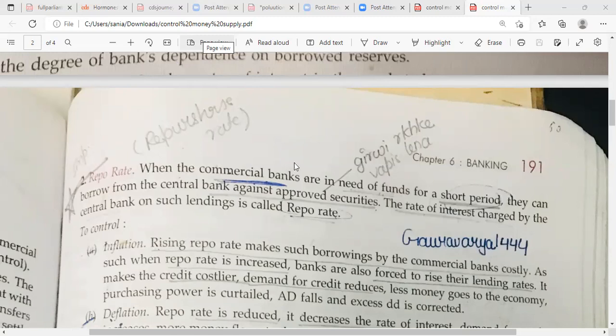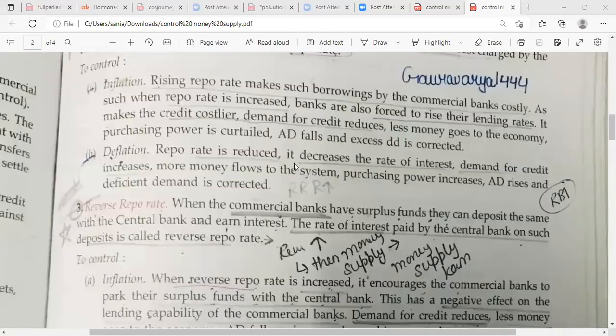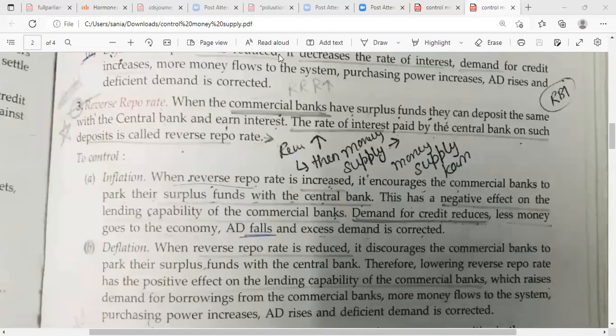Okay. So basically we did bank rate, we did repo rate, we did reverse repo rate. No, we didn't write about reverse repo rate, right? Yeah, ma'am. Today we have to start with reverse repo rate. Okay. So basically now, ma'am, what is reverse repo rate?